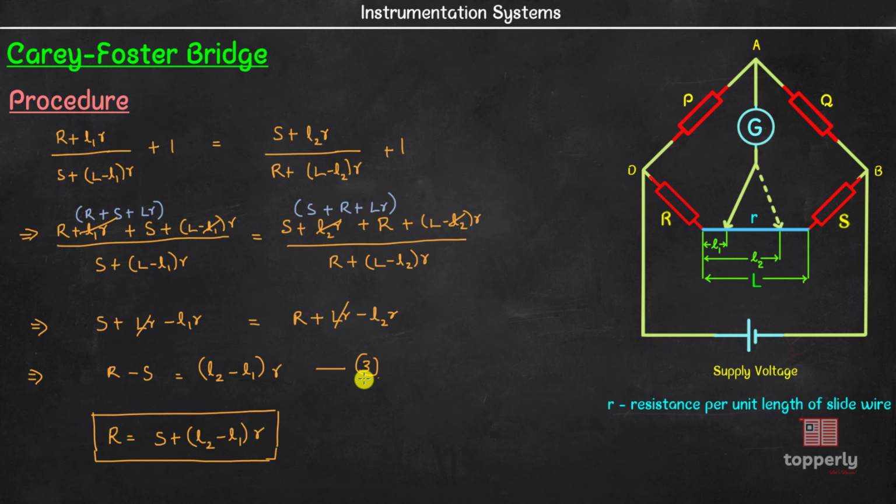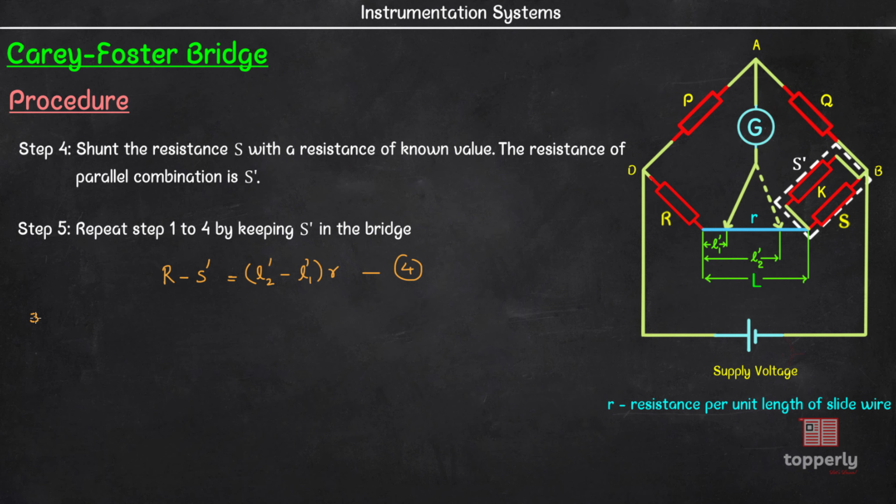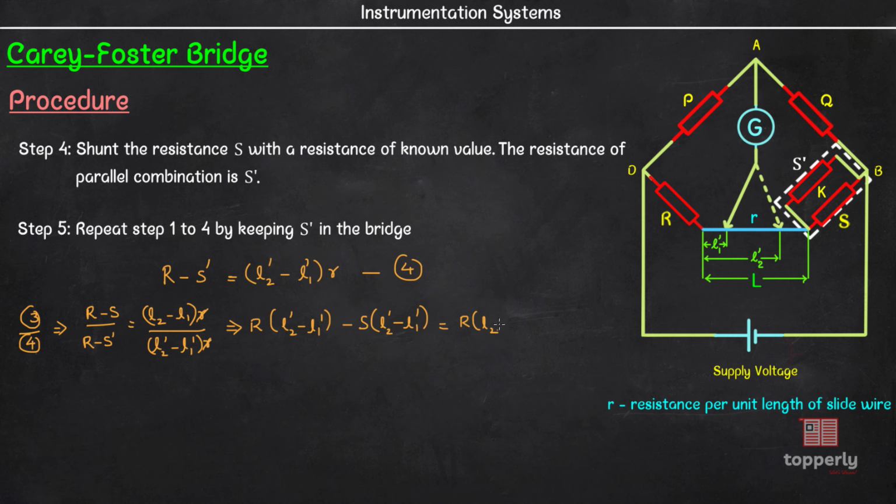Now, if we take the ratio of equation 3 to equation 4, we have equation 3 by equation 4, which is R minus S by R minus S dash equal to L2 minus L1 into small r by L2 dash minus L1 dash into small r. Here the small r cancel out, which leaves us with R into L2 dash minus L1 dash minus S into L2 dash minus L1 dash equal to R into L2 minus L1 minus S dash into L2 minus L1.